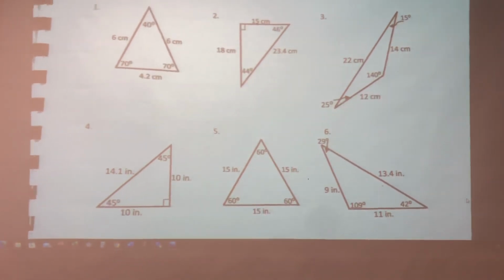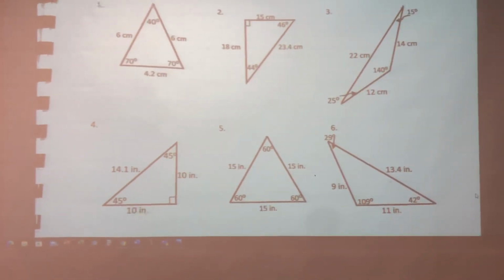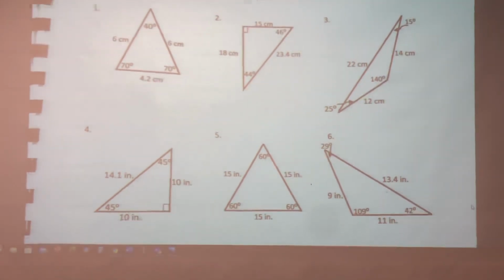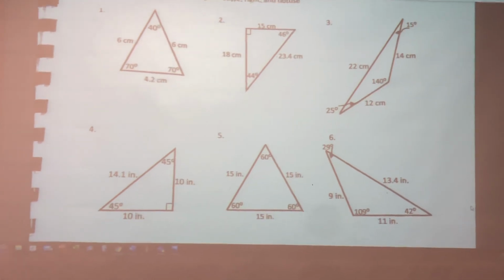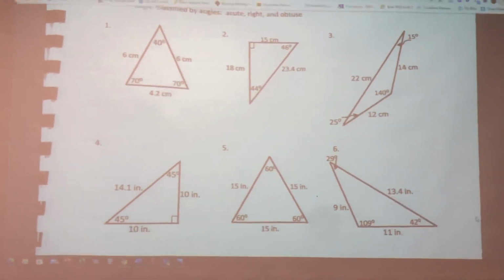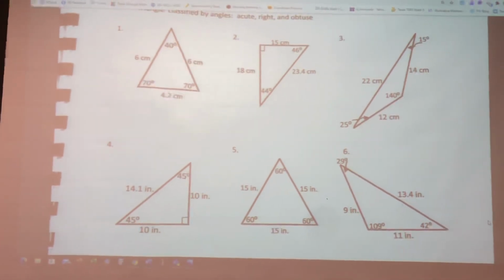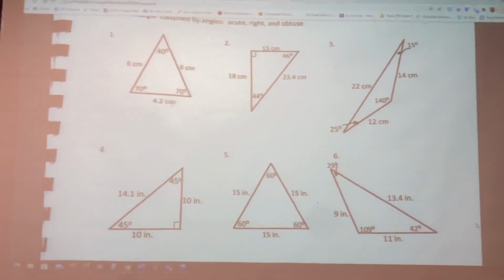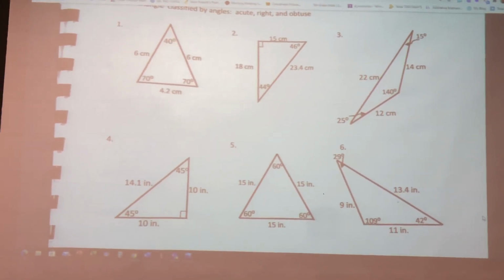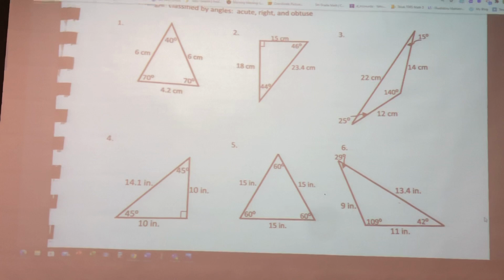Let's call on Arian. Acute equilateral. Acute, because all 3 angles are less than 90. Equilateral, because all 3 sides are the same.